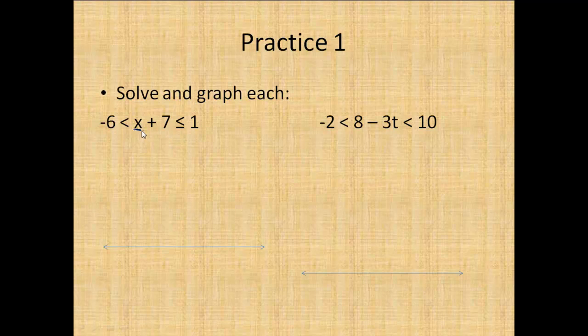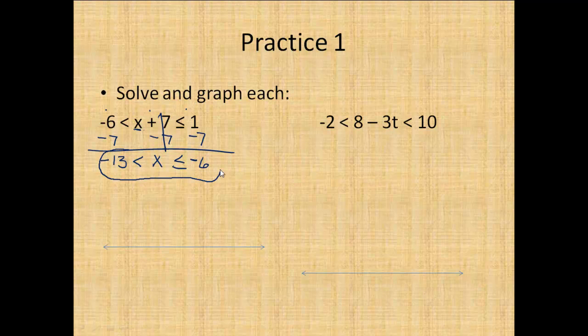Since I'm trying to get x by itself, the first thing I have to do is subtract off 7. Instead of just subtracting 7 from the middle, I have to do it on the left side and the right side too, because I have three different portions of my expression. -6 minus 7 is -13. I didn't multiply or divide by a negative, so don't forget about that rule. In the middle, my 7s cancel out to 0, so I'm just left with x. On the right side, 1 minus 7 gives you -6. I've got x by itself, so this would be my inequality.